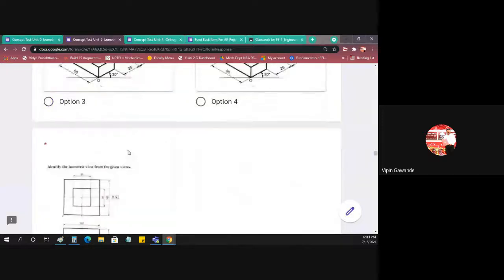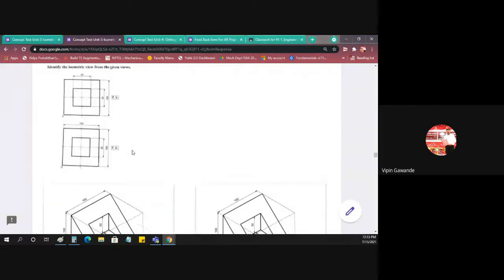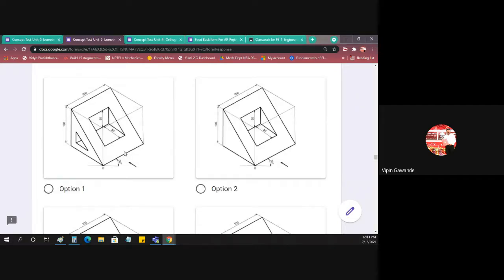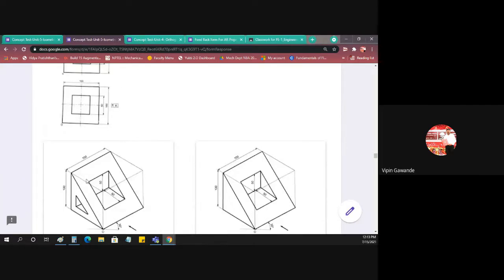Now this is the next problem. Let us check this one. We have two squares in the front view. It is visible. In the top view also, two squares are visible. Now for this one, front view. This is an inclined square. You have to make it straight. So when you make it straight, it becomes a vertical square. So that is correct.